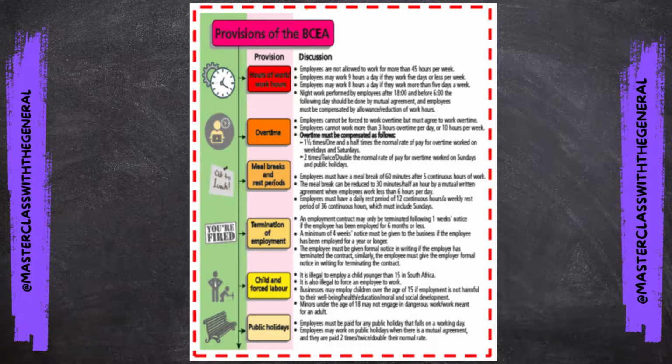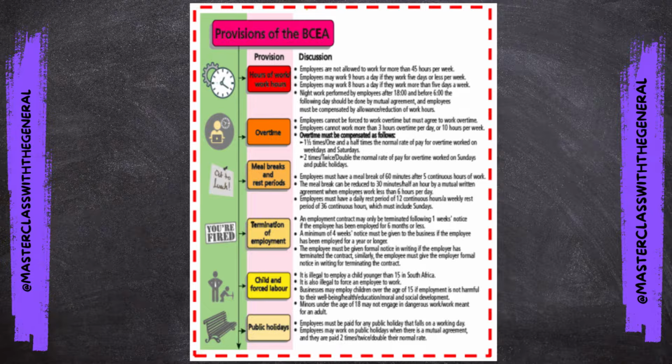So the conditions are as follows. If the person has worked for less than a year or 6 months or so, then they can give 1 week's notice. But if for more than a year or two, then they have to provide 4 weeks notice so that it is also fair to the business. The employer must be given formal notice in writing if the employer has terminated the contract. Similarly, the employee must give the employer formal notice in writing for terminating the contract.